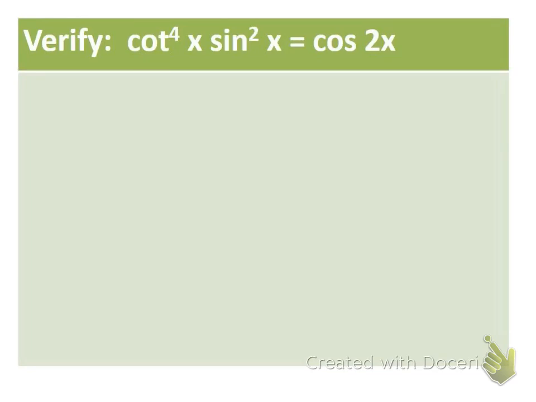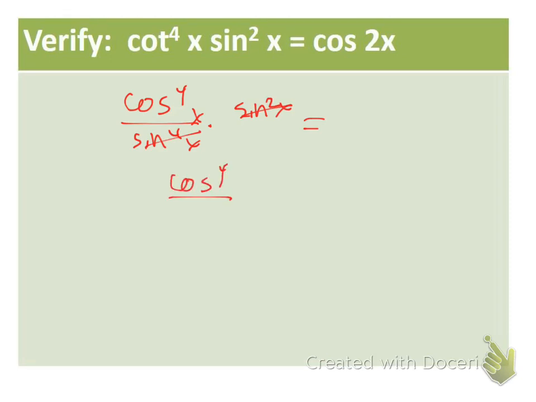I'm going to rework the left side for sure. Okay, if I do that, cotangent to the 4th, I can rewrite as cosine to the 4th over sine to the 4th times sine squared x, right? Divide these out, means I'm going to be left with cosine to the 4th over sine squared. Looking for this to be cosine 2x, right?